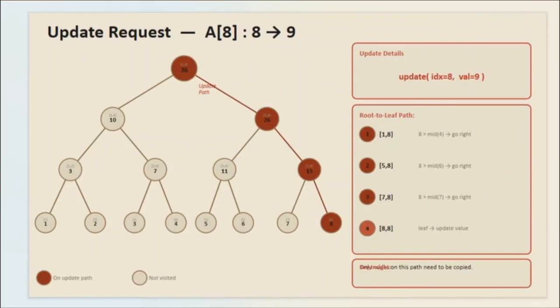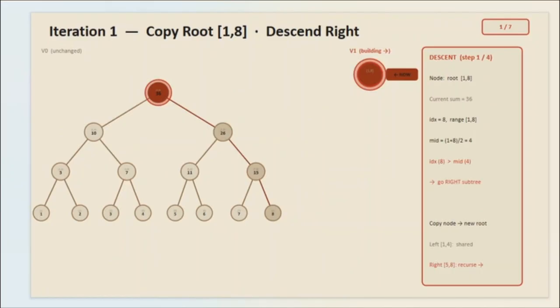Now at the last element, which is 8, we want to update it to 9. Now here is the descent phase.